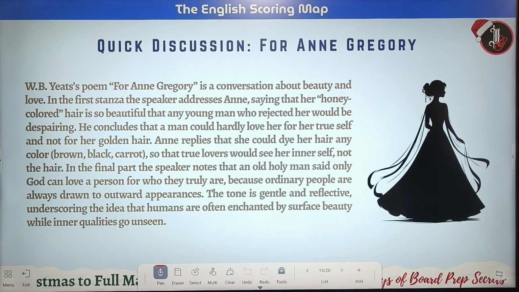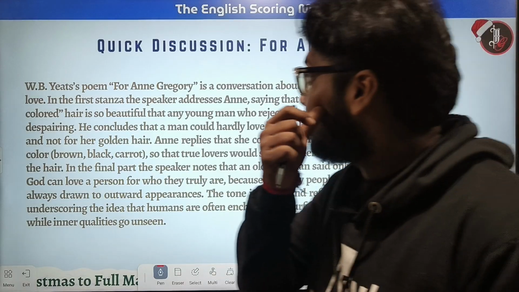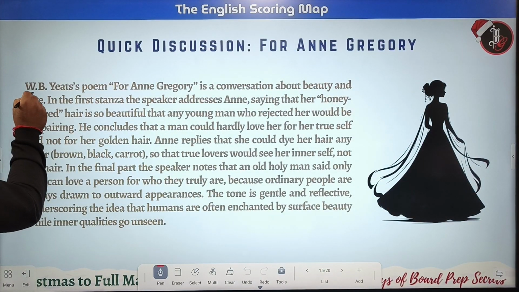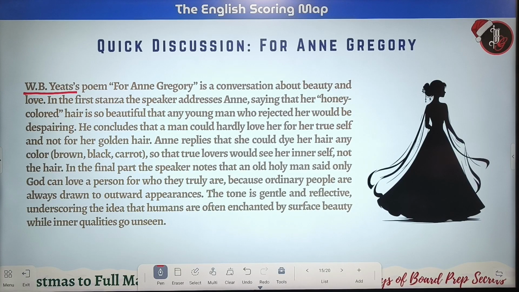Okay. Now for Anne Gregory. This poem is also a very interesting poem. Now this one is written by W.B. Yeats, a very famous poet. We won't discuss him right now. W.B. Yeats' poem For Anne Gregory is a conversation about beauty and love.